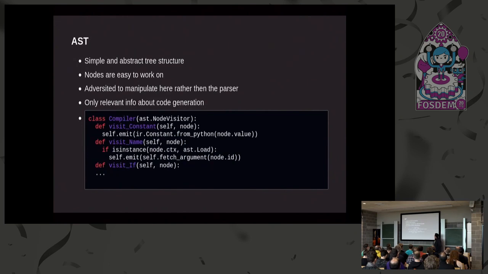This is an example of Python's node visitor interface. Whenever Python sees a constant node, it will call the visit constant handler. Whenever it sees a name node, it will call the name handler. So you can generate intermediate representation here.